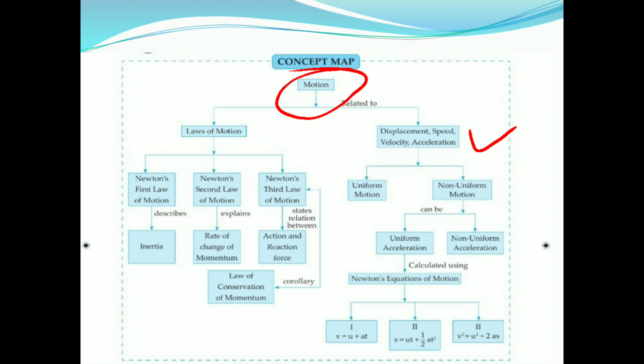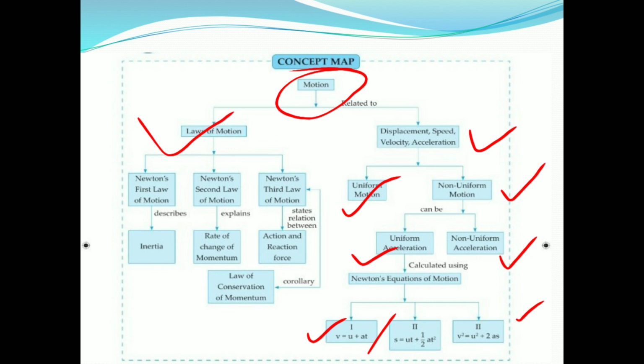Motion is of two types: uniform motion and non-uniform motion. Non-uniform motion means there is an acceleration. So acceleration can be uniform and non-uniform. Uniform acceleration is calculated using Newton's equations of motion. First kinematical equation, v is equal to u plus at. Second, s is equal to ut plus half at square. And the third kinematical equation is v square is equal to u square plus 2as.